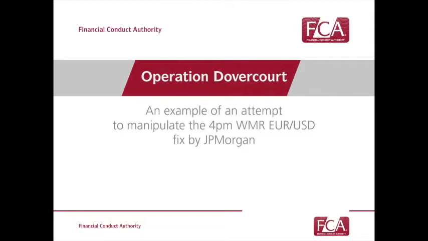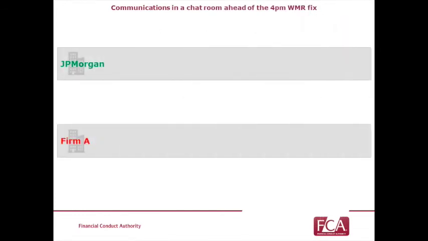An example of JPMorgan's involvement in this behaviour occurred on one day within the relevant period when JPMorgan attempted to manipulate the WMR fix in the euro-dollar currency pair. On this day, JPMorgan had net buy orders at the fix, which meant that it would benefit if it was able to move the WMR fix rate upwards. Remember that the WMR fix is set based on trading during a 1-minute fix window. Because JPMorgan is a buyer, it will benefit if it can move the fix rate up.